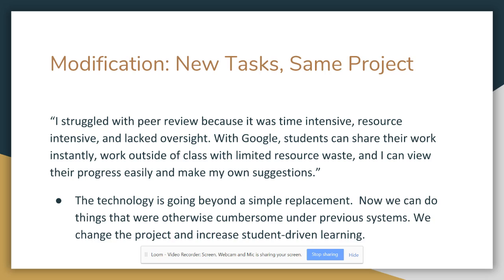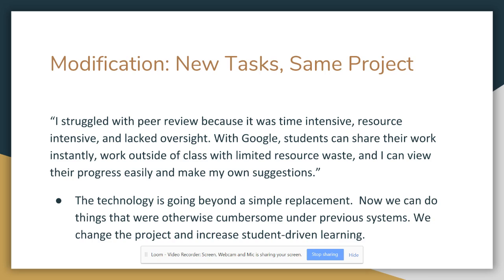Okay, they're not printing off all of those sheets of paper. We're saving hundreds of sheets of paper with just one assignment. And I can view their progress easily and make my own suggestions when they share the document with me. The technology is going beyond a simple replacement. Okay, now it's not a substitution.